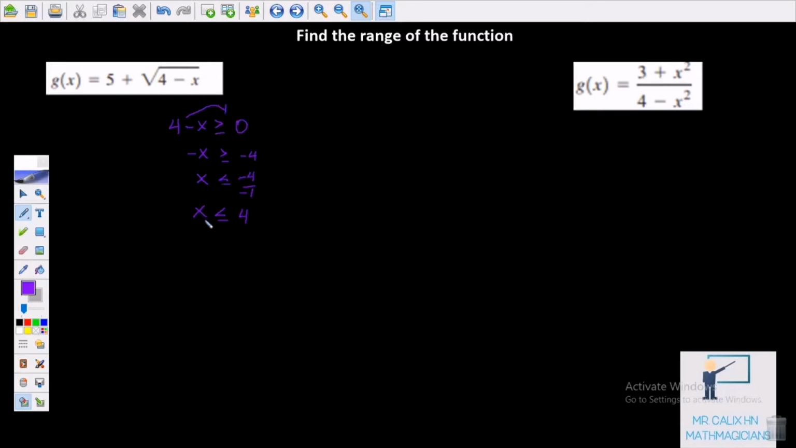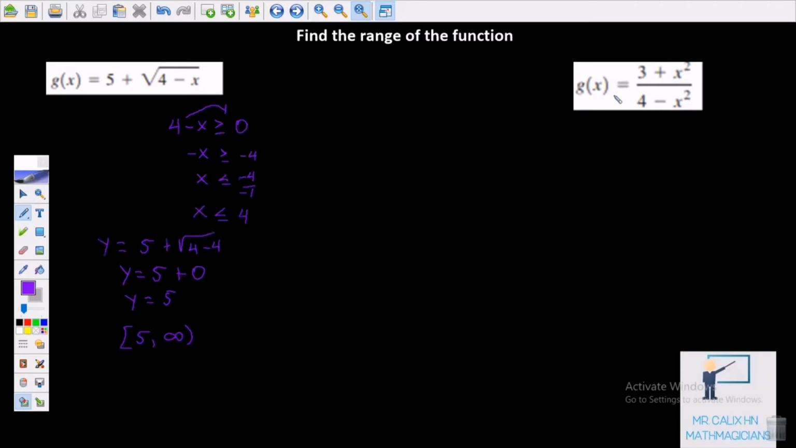It cannot be less. So if I substitute 4 into my function, and instead of g(x) I put y, 5 plus the square root of 4 minus 4, my range has to be 5 plus 0, because 4 minus 4 is 0, and the square root of 0 is 0. It says that y has to start at 5 and finish at positive infinity. That means my range would be from 5, which is our starting point, until positive infinity. This is your answer for your range.